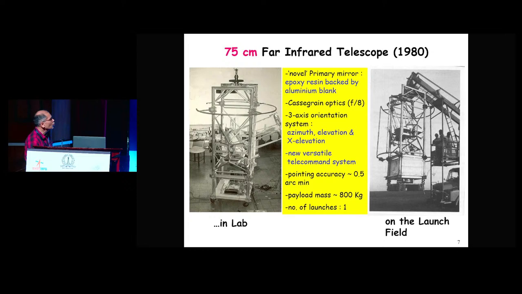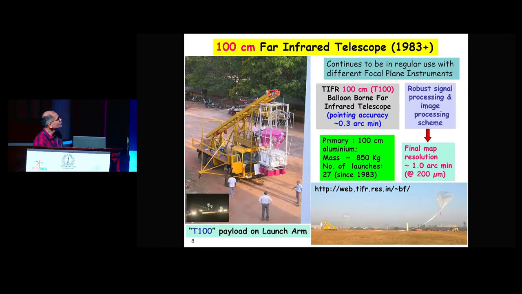We improved the orientation system from 2 axis to 3 axis, and the pointing accuracy was also improved from 6 arc minute to 5.5 arc minute. Unfortunately, this telescope had only one launch, and we lost it during the first flight itself. By the way, the data from this launch was very useful. It was part of the PhD thesis of Professor S.K. Ghosh. And then we moved to the 100 centimeter far infrared telescope in 1983.